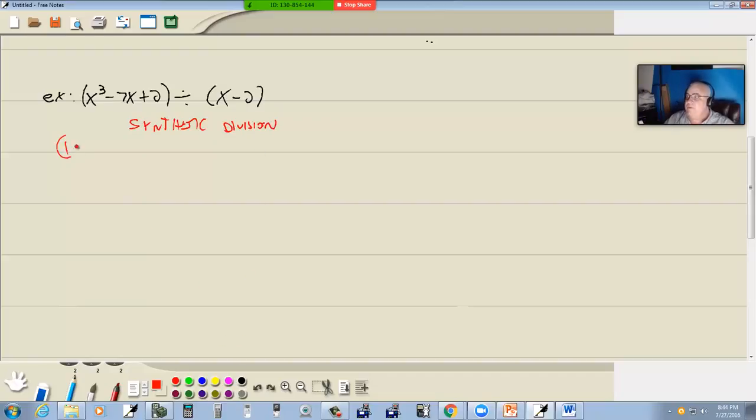First step, we take what we're dividing by, which is x minus 2. We set it equal to 0 and want to solve it. So that gives us x equals 2.